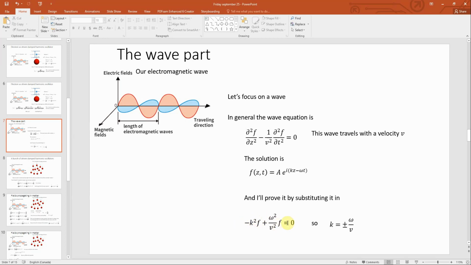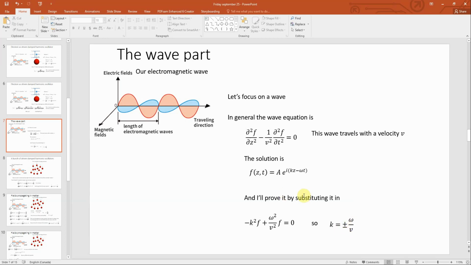for this equation to be satisfied, we have to have that k squared is equal to omega squared over v squared, or k is equal to plus or minus omega over v. Now, if you remember what I said before, we can have e to the i(kz minus omega t) and e to the minus i(kz minus omega t). Well, that's how you can get plus and minus here.